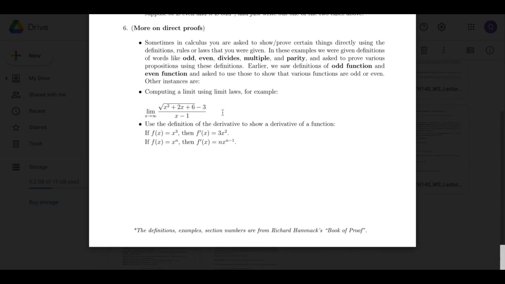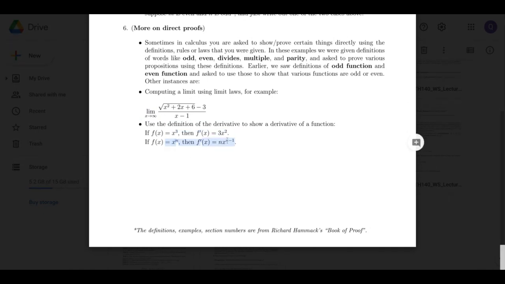Basically saying, what's the range of this rational function? The range of this rational function is any real number, but not 1, because 1 creates a horizontal asymptote. Okay, use the definition of derivative to show the derivative of a function, right? If f of x equals x cubed, then f prime of x equals 3x squared. This is by applying the shorthand rule of taking derivatives.